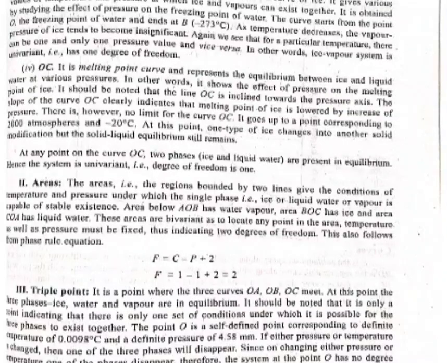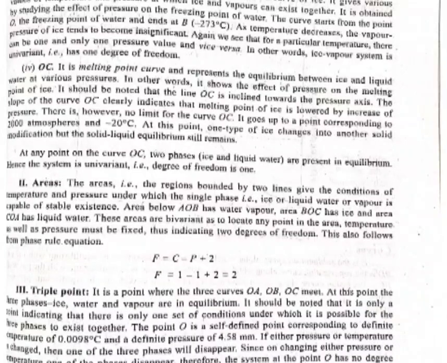Triple point. It is the point where the three curves OA, OB, OC meet. At this point the three phases, ice, water and vapor, are in equilibrium. It should be noted that it is only a point, indicating there will be only one set of conditions under which it is possible for the three phases to exist together.